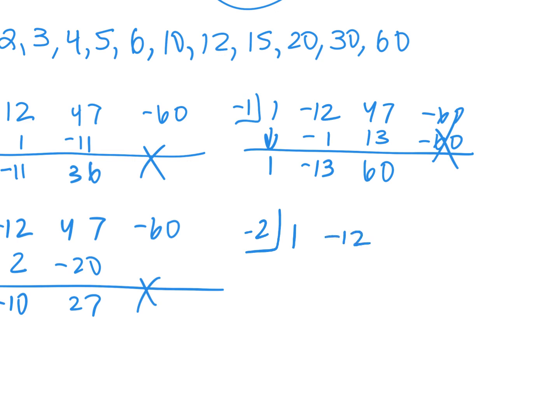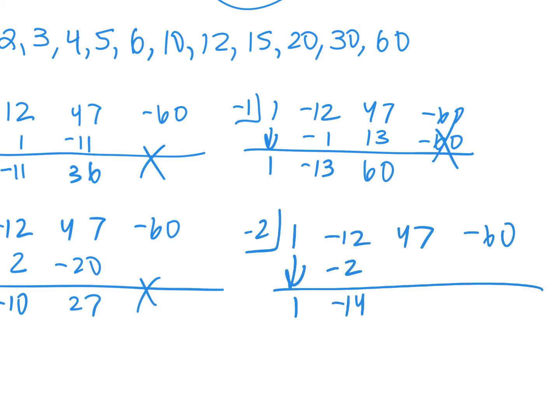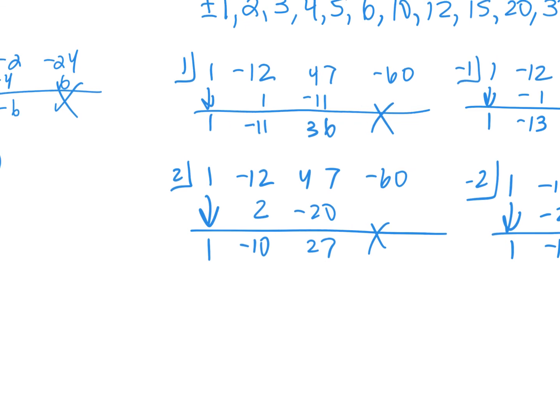1, negative 12, 47, negative 60. Perseverance, guys. 1 times negative 2 is negative 2. Negative 12 and negative 2 is negative 14. What's negative 14 and negative 2? Positive 28. What's 47 and 28? Sorry, 47 and 28. Is this one going to work? Yes or no? Okay, let's try 3.